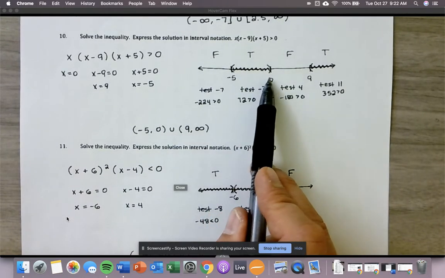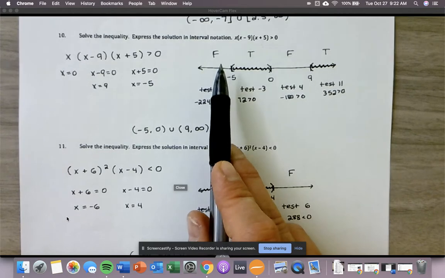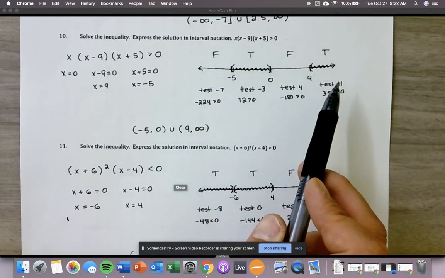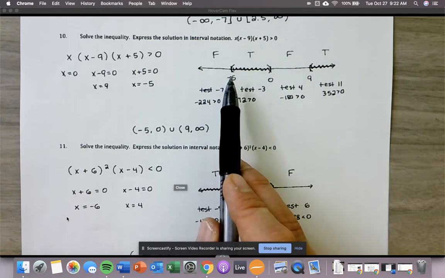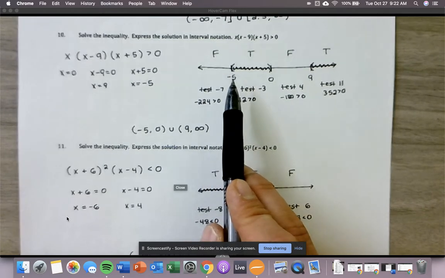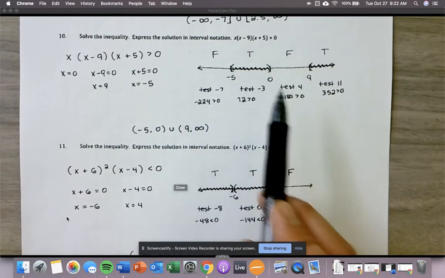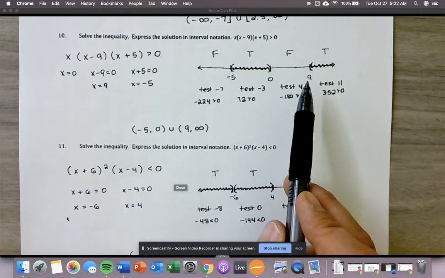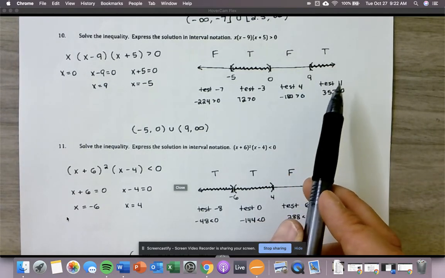We plot these on a number line, and we test values in between each of the intervals, right? So we want something that's less than negative 5, something in between negative 5 and 0, something in between 0 and 9, and something greater than 9, right?